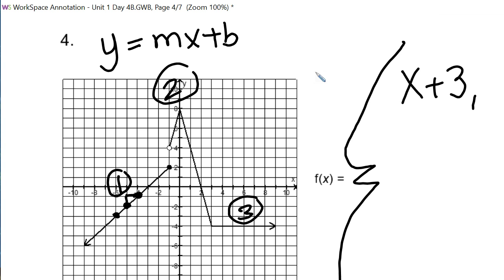Now looking at segment 1, how many endpoints does it have? It's a ray, so it only has 1 endpoint. So that means you'll just have 1 inequality symbol in your answer, either a less than or a greater than. So what's the case here? We want x is less than negative 1 or x is greater than negative 1. Less than or equal to negative 1.